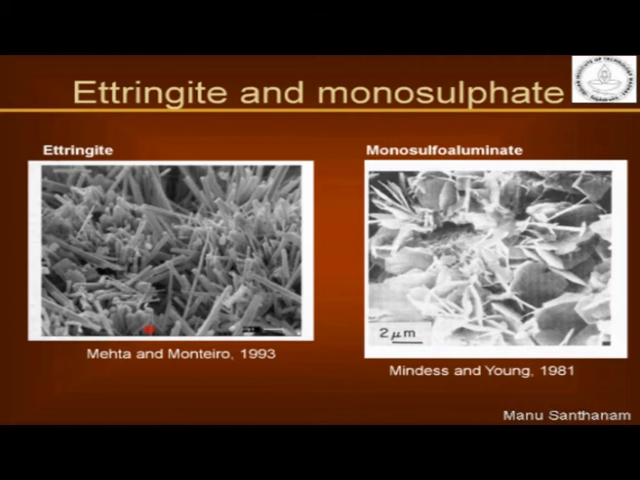Some forms of ettringite are expansive, some are not expansive. The needle form is especially expansive, and that is what we are worried about. When it forms in hardened concrete, it can lead to expansion and cracking of the concrete.